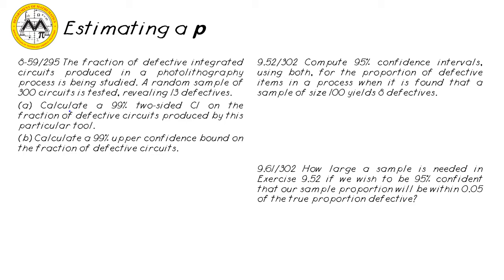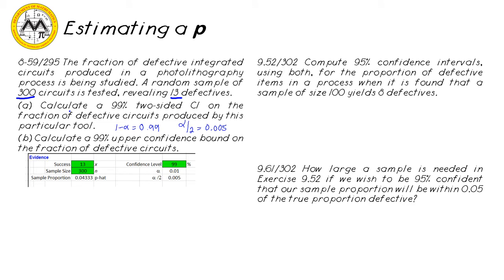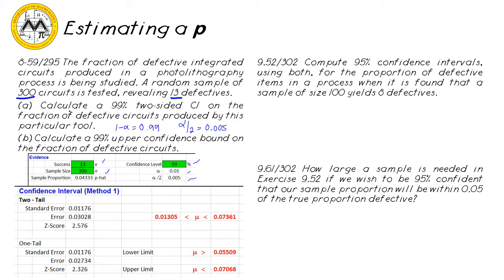So for the first one, we have n is 300 and x is 13. And then 1 minus alpha is 0.99, giving us alpha over 2 is 0.005. This would give us z of 2.326. So if we have x is 13, n is 300, and a 99% confidence interval, alpha is indeed 0.01 and alpha over 2 is 0.005. Observing the values for the confidence interval, z is 2.576 for alpha over 2 of 0.005. So substituting and plugging it into the formula, we have 1.3% up to 7.36%.